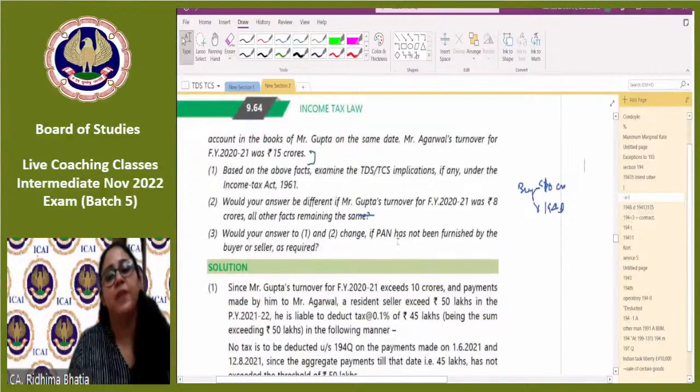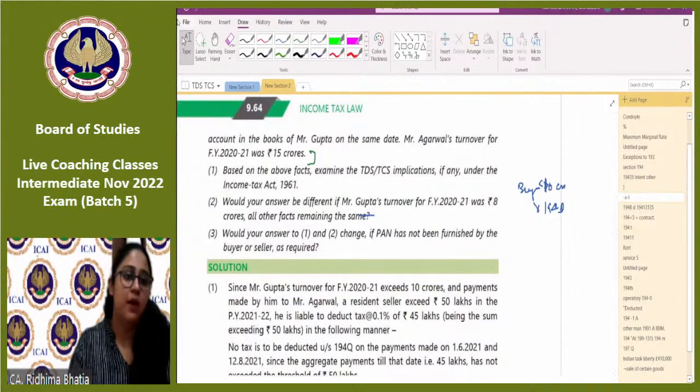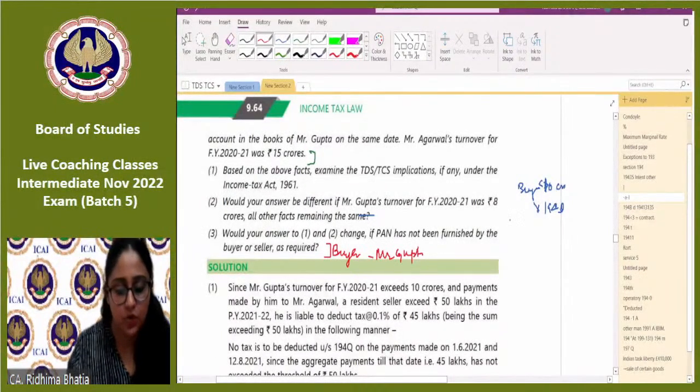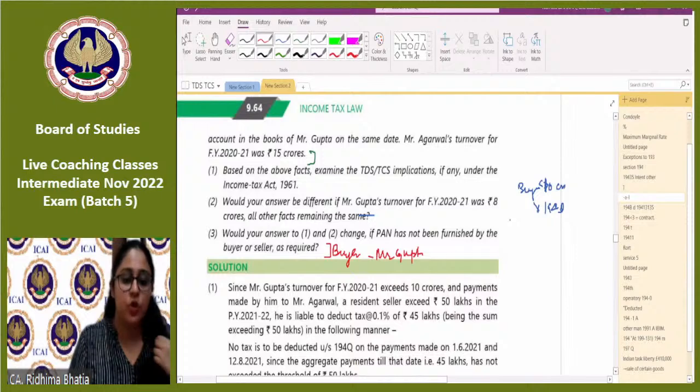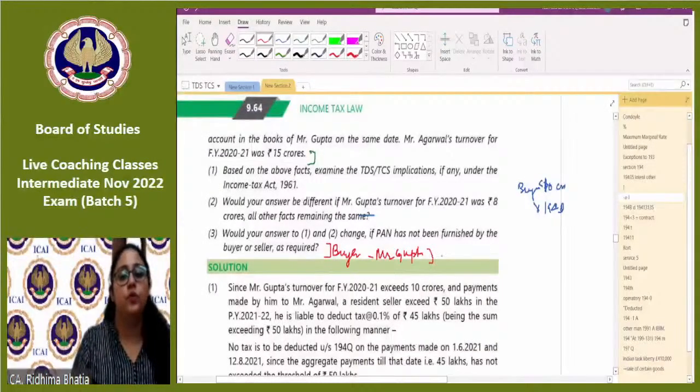Now, what would be your answer change if PAN is not furnished? सबसे पहले, if PAN is not furnished, let's do part 1, क्योंकि part 2 तो अभी सिखाया नहीं. ठीक है? In part 1, where the buyer has to collect the TDS, which is Mr. Gupta wala case. Remember, I told you if PAN is not there, the rate as per section or 20%, whichever is higher, is applicable, right? In case of 206AA. But when we talk about 194Q, 20% की जगह it is 5%. Correct?